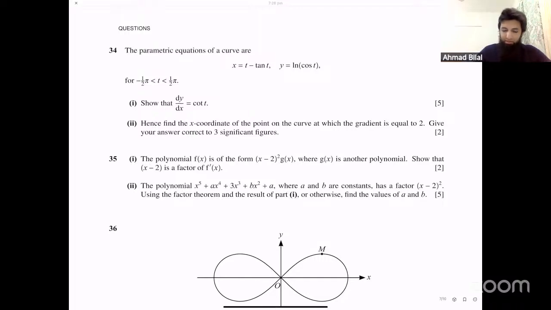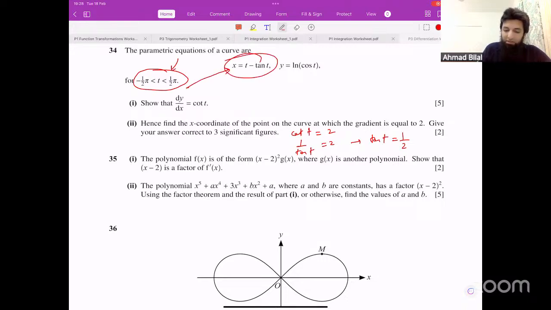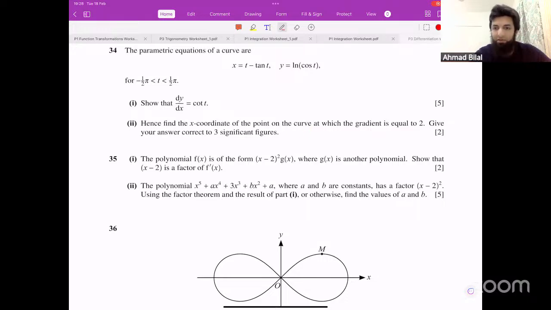Okay, let's look at this later on because gradient is equal to 2. All you have to do is cot of t equals 2. That becomes 1 over tan t equal to 2, and tan of t equals 1 over 2. You solve this, find the values of t in this given interval. Once you have that, put that value in this equation here. Okay, we'll come back to it at the end. Okay, I'll see what the problem might be in your working. Let's have a look at this later. Okay, so we'll have a look at that.